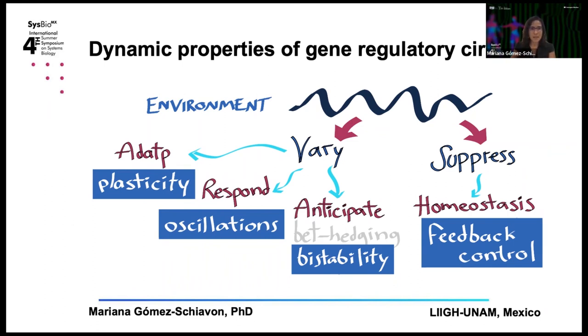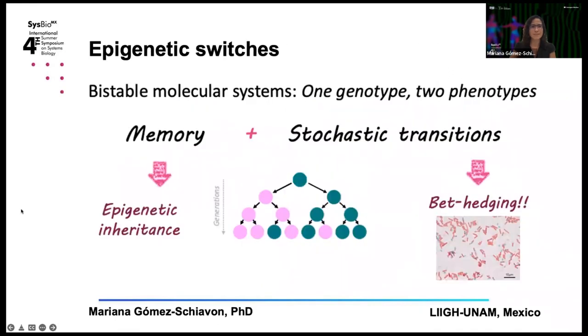And for the rest of my talk, I will tell you the story of how bistable molecular systems, which in this context we call epigenetic switches, can be selected as a mechanism of bet hedging, allowing a population to anticipate and survive fast fluctuating environments. So first, what are these epigenetic switches?